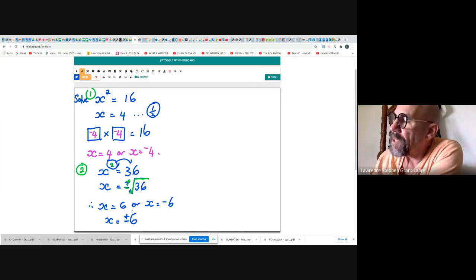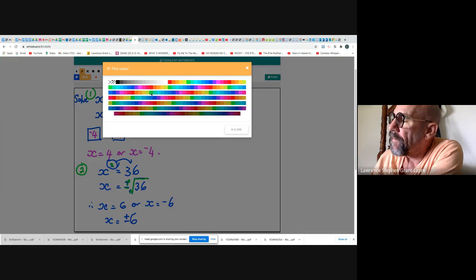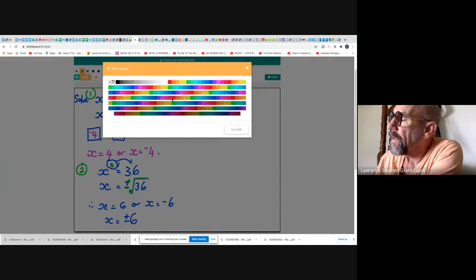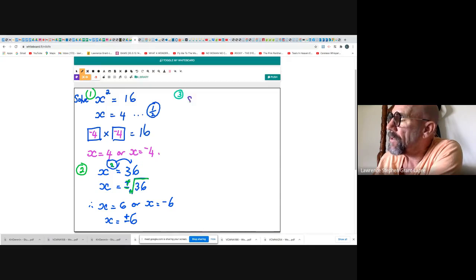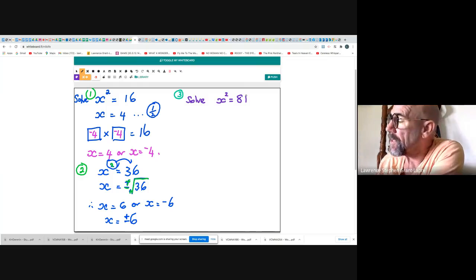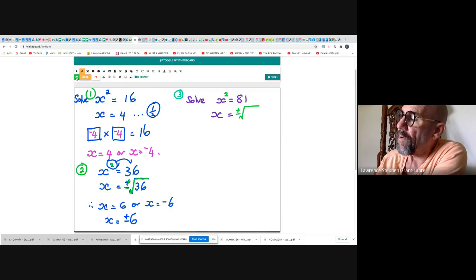So, are we starting to get the idea? Let me do another one. Let me do question 3. And this time, I would like to solve x squared equals 81. Now, for those who already can see it, is there one answer or two answers? I'm going to take that square across from being a square here to being plus or minus the square root on the other side.